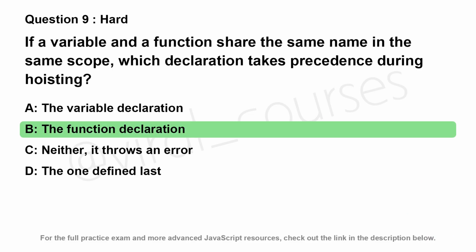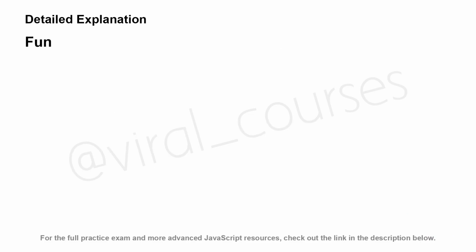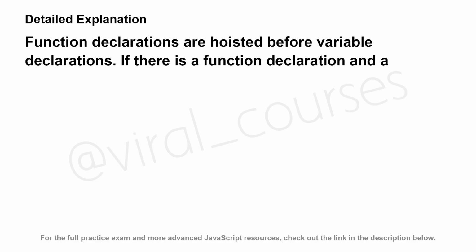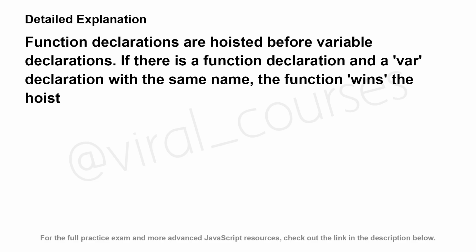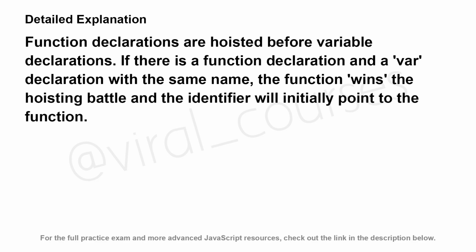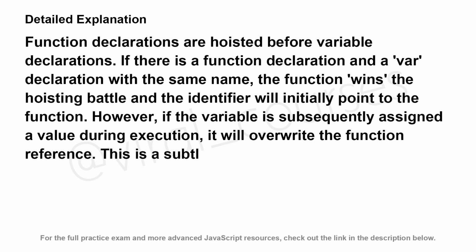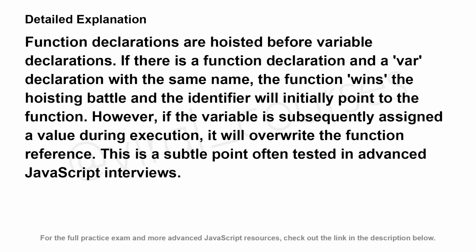The correct answer is B. Function declarations are hoisted before variable declarations. If there is a function declaration and a var declaration with the same name, the function wins the hoisting battle and the identifier will initially point to the function. However, if the variable is subsequently assigned a value during execution, it will overwrite the function reference. This is a subtle point often tested in advanced JavaScript interviews.